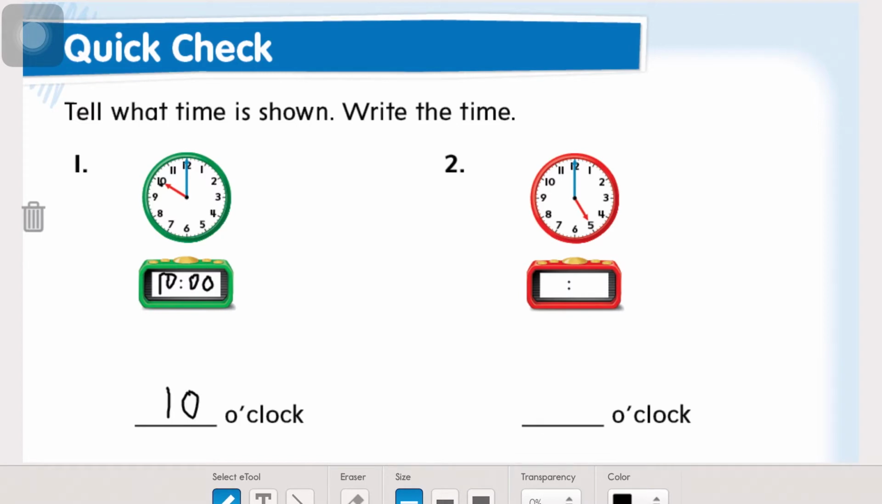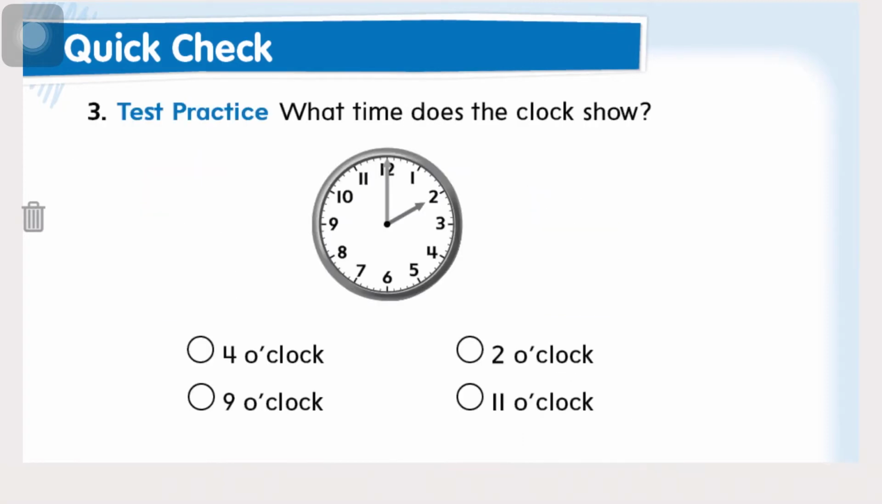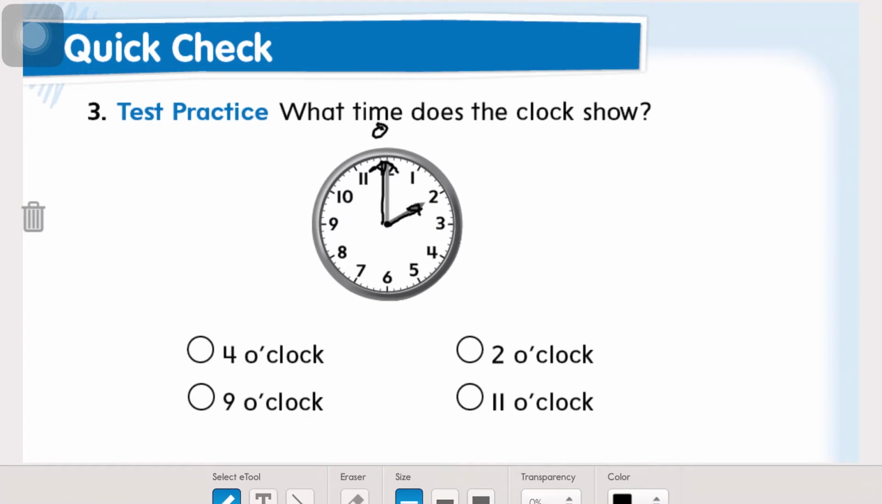Same thing on number 2. Our minute hand is at the top, so we call that o'clock. Our hour hand is on the 5, so it is 5 o'clock. What time does the clock show here? Again, no colors this time, but you can still see the shorter hand is the hour. It's pointing to the 2. The minutes are up at the 12, which is o'clock, 00. So this is 2 o'clock.